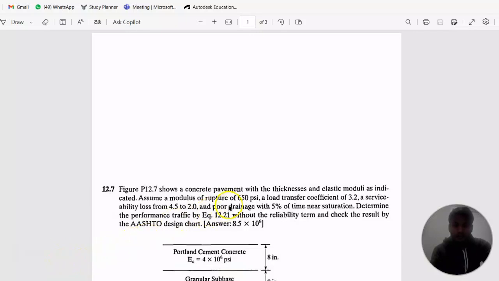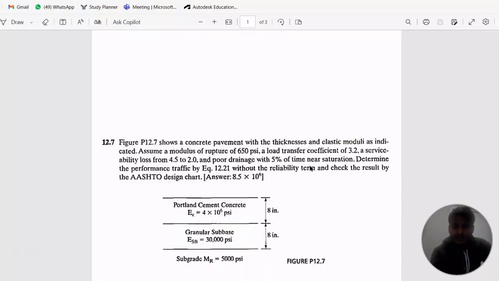Today I am doing homework assignment 2 of pavement analysis. The question shows a concrete pavement with the thickness and elastic modulus as indicated. Assuming a modulus of rupture of 650 psi, a load transfer coefficient of 3.2, a serviceability loss from 4.5 to 2.0 with poor drainage of 5% of time near saturation. We have to do this and check the result by the AASHTO design chart.